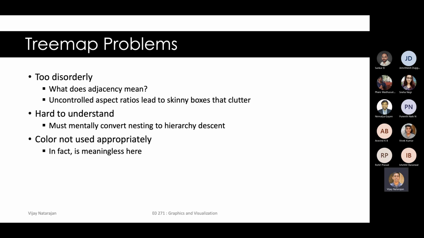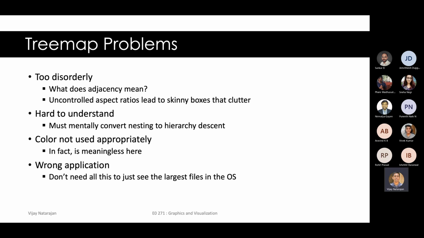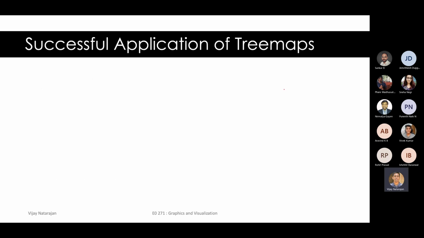The color, it's not clear if color helps you at all. In this particular case, the only reason to put in color was to distinguish different types of files. So maybe this is just the wrong application of tree map. Maybe you don't need a tree map to show your file structure in the operating system. Or you need to modify the tree map. So there were a lot of attempts to improve this representation, as is true in any research endeavor. The first attempt may or may not always click.